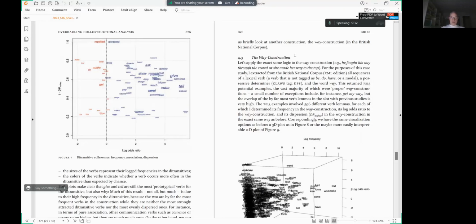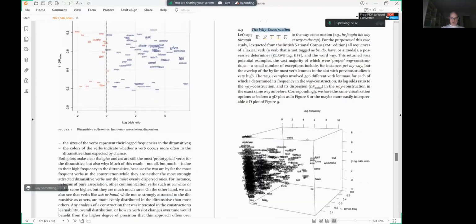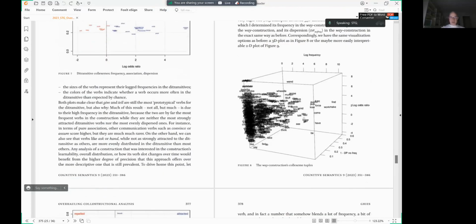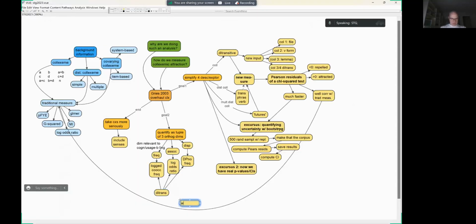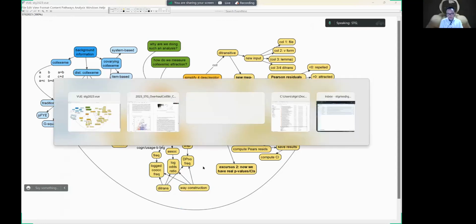And then there's a second case study, the way construction, which apparently, and I'm skipping here because we're running out of time, is studied in the same way. Way construction. So it uses the same 3 methods. Right, so that's obviously the other part.